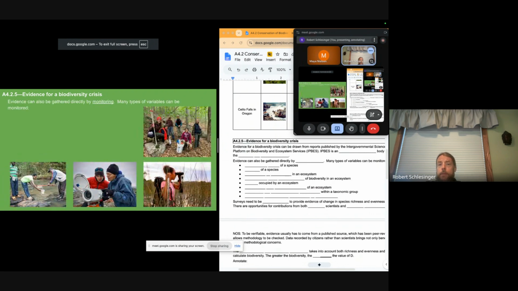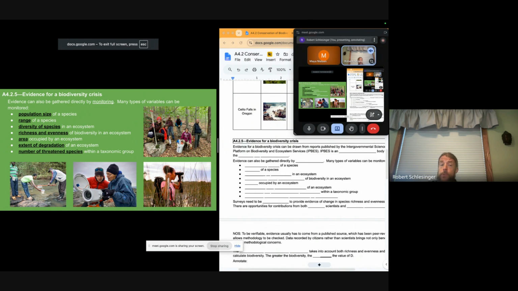And IPBES relies to get its data on volunteers. And so if you take an ecology class, for example, in college, oftentimes as part of that class, you'll do 2 or 3 field trips in which you'll collect biodiversity data for this organization.